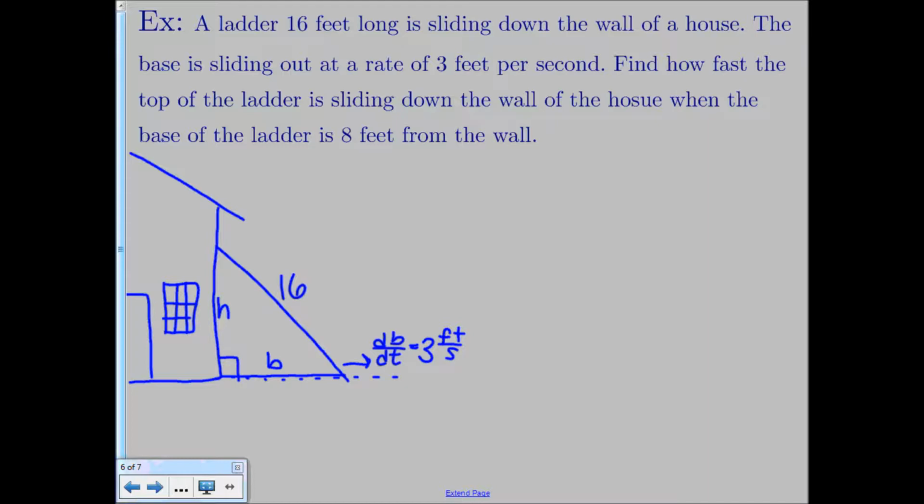And we want to know how fast the top of the ladder is sliding down the wall of the house. So in other words, we want to know the rate of change of h. So we want to know what dH/dt is equal to.